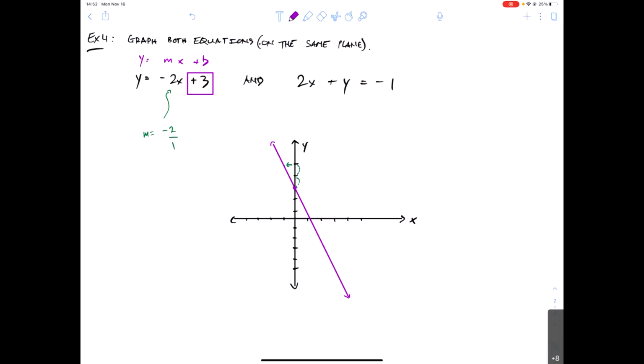Then when you look at the second one, which I'm going to do in navy, you need to get y by itself. Well, this is one of the easier ones, right? You just need to subtract 2x from both sides of the equal sign. So you do that, and then this provides you with the equation y equals negative 2x minus 1. And you do the same thing, right? This negative 1 is your starting point on the y-intercept. So you start at negative 1.